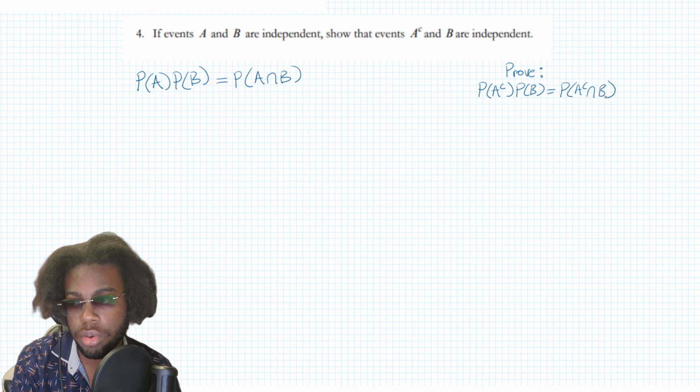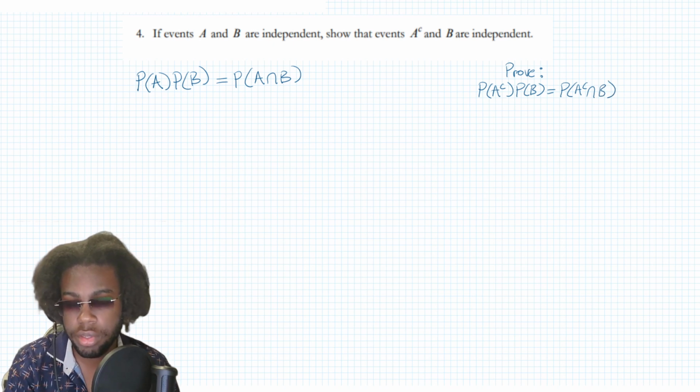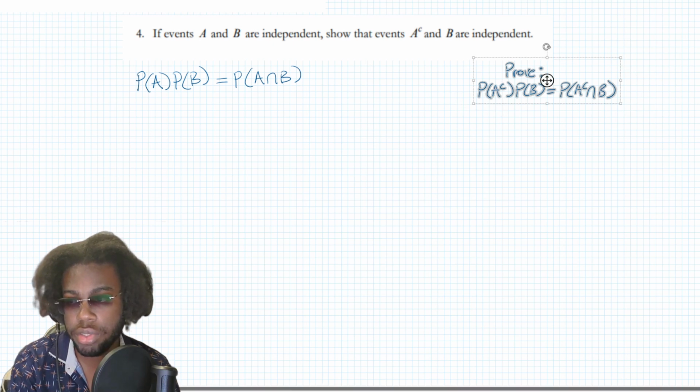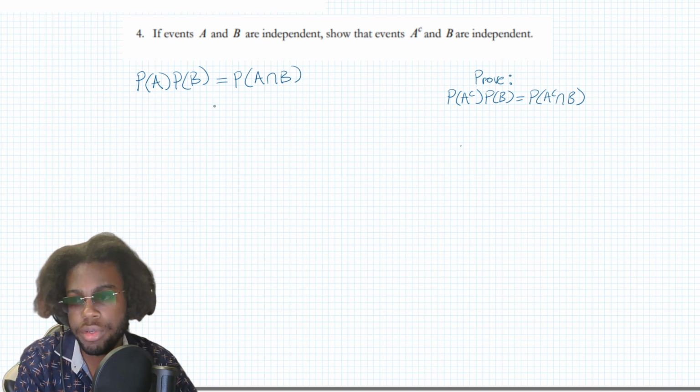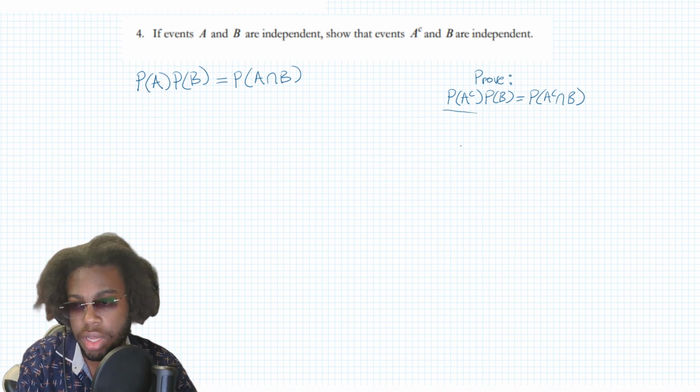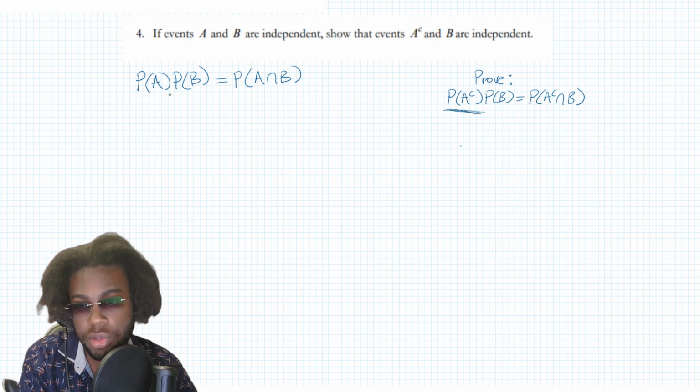intersect B. Hopefully, I did not write that too far to the left, but in case I did, let me pull it back over. So that's what we're trying to prove, right? So the very first step, we can see that we have, let's call it a loose A complement here. So we need an A complement over here.